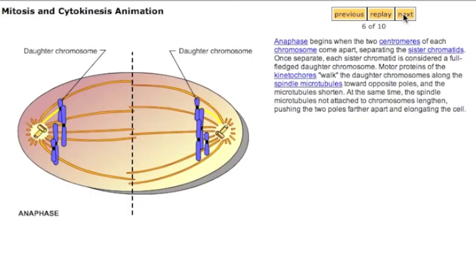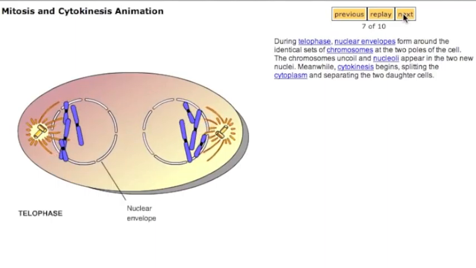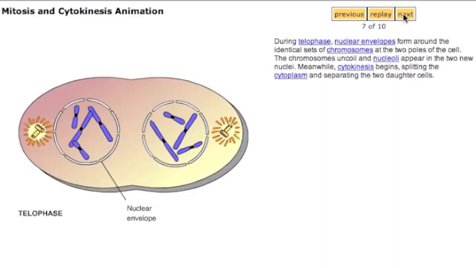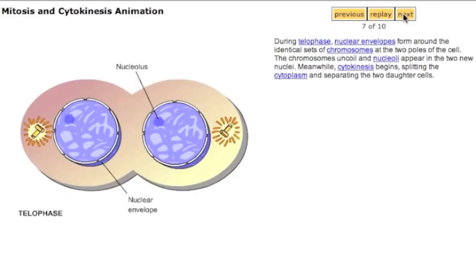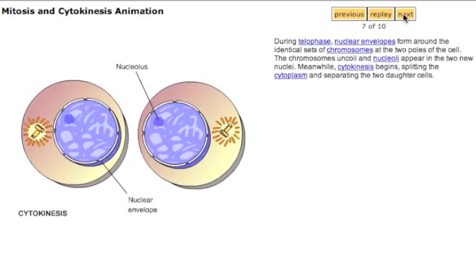At the same time, the spindle microtubules not attached to chromosomes lengthen, pushing the 2 poles farther apart and elongating the cell. During telophase, nuclear envelopes form around the identical sets of chromosomes at the 2 poles of the cell. The chromosomes uncoil and nucleoli appear in the 2 new nuclei. Meanwhile, cytokinesis begins, splitting the cytoplasm and separating the 2 daughter cells.